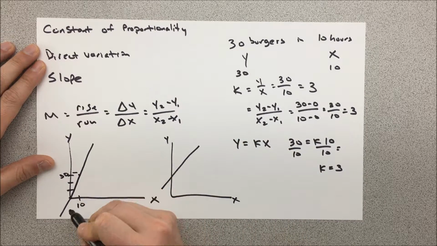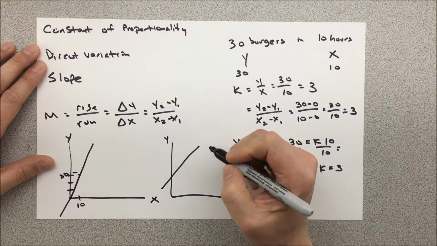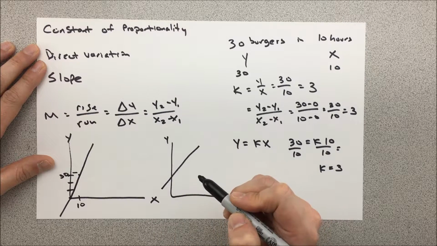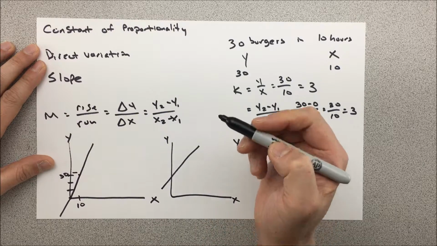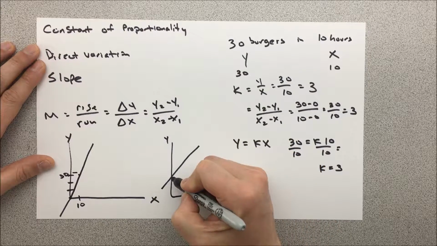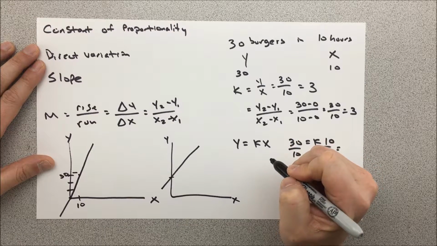In this case, 30 over 10 or 3, or I didn't draw the line exactly the same, but even though the slope is the same, one identifies a direct variation versus the other one shows that it crosses the y-axis at a different point other than the origin.